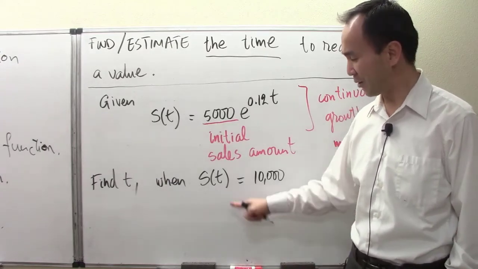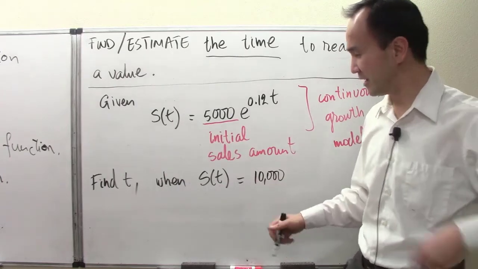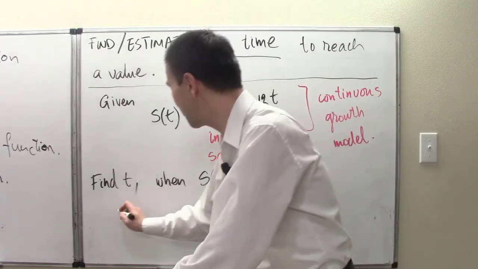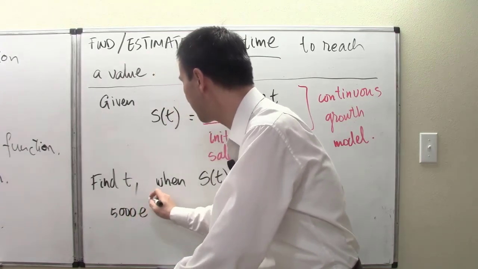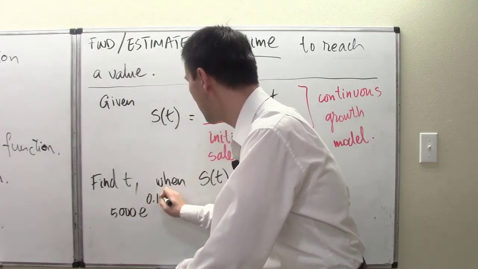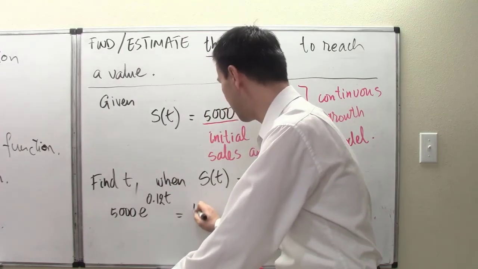I want S of t equal to 10,000. So that consequently produces 5,000 times e to the 0.12t. This is S of t. I want S of t to equal 10,000.